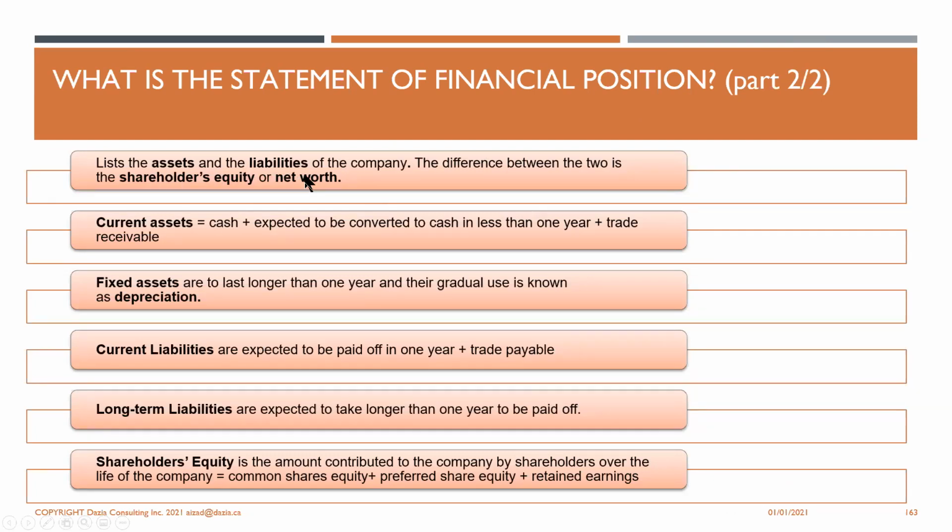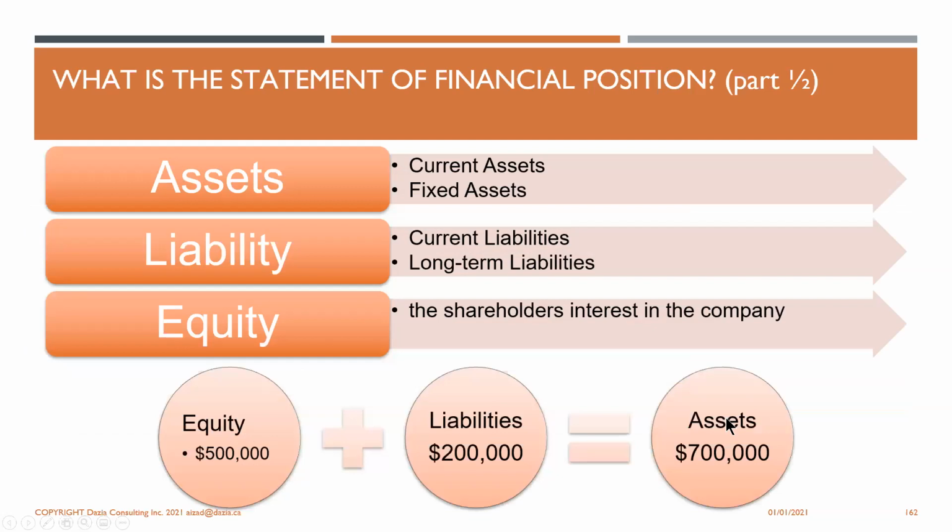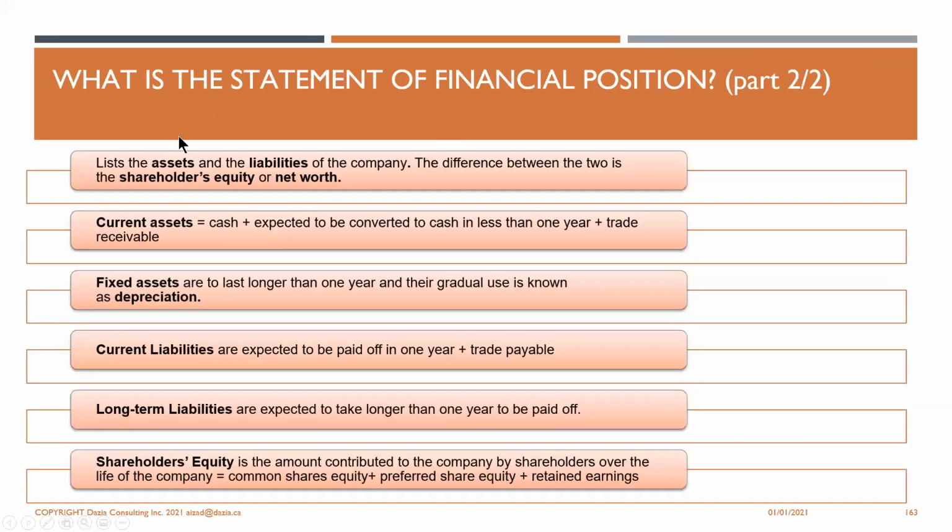So we're going to talk a little more about the assets and liabilities. We said assets and liability, the difference between the two is the shareholders' equity or net worth. So if you do assets minus liability, 700 minus 200 is equal to 500, right? So that is what we're saying here.